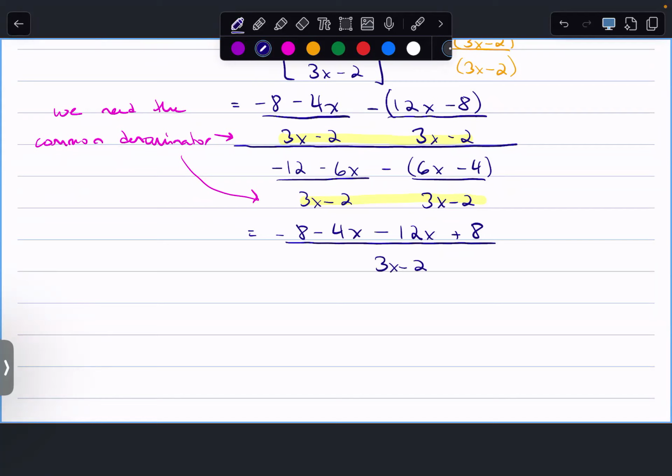Ah, that's looking pretty good. All right, I see a -8 and a +8, but let's not get ahead of ourselves. I do my extra long fraction. In the denominator, I have -12 minus 6x minus 6x plus 8.